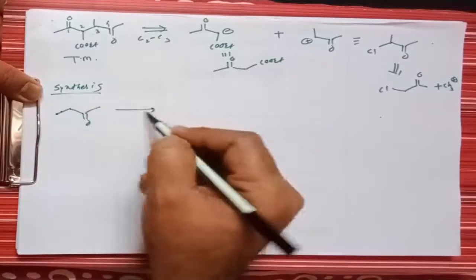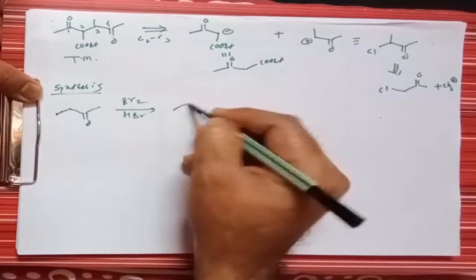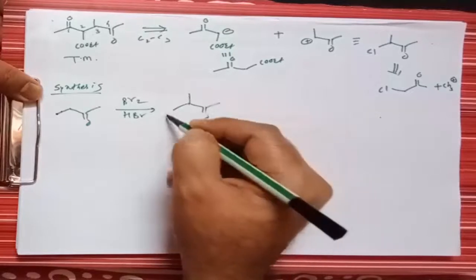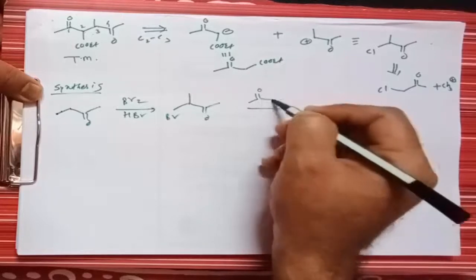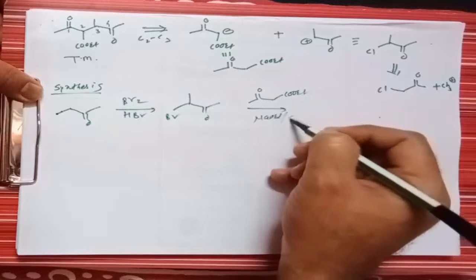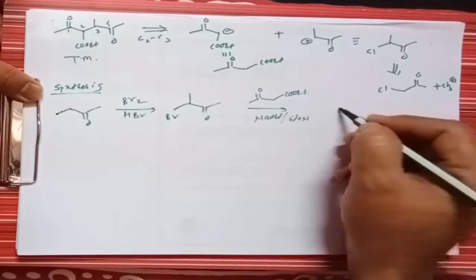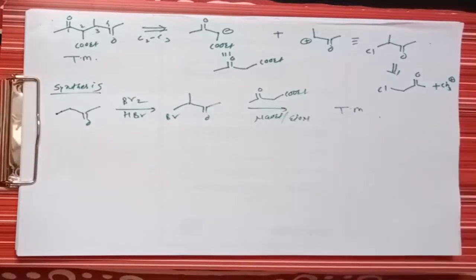Now we treat this ketone with bromine and HBr. What does it give? It gives an alpha-bromo ketone, and now we treat this compound with this ethyl acetoacetate in the presence of base, that is sodium ethoxide in ethanol. What does it give? It gives the target molecule. So this is again a simple way to prepare this type of target molecule using a 1,4-dioxygenated pattern. So friends, with this we can stop here. The remaining part will be discussed in the next lecture. Thank you.